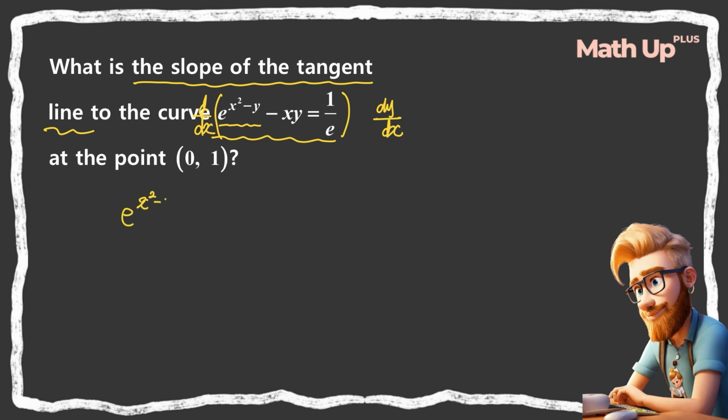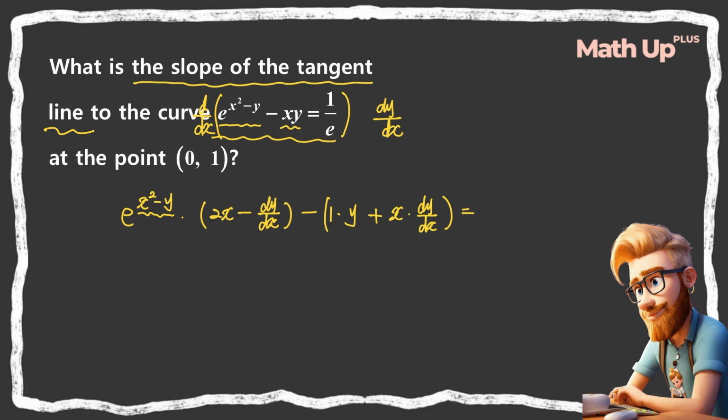to the x squared minus y times the derivative of x squared minus y, chain rule, right? So 2x minus dy/dx, minus the derivative of x times y, we have to apply the product rule. So the derivative of x, that's 1, leave y alone, plus leave x alone, the derivative of y is dy/dx.